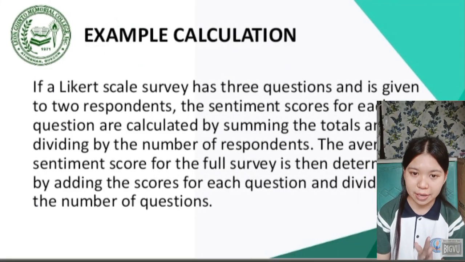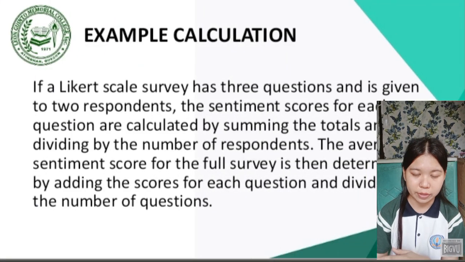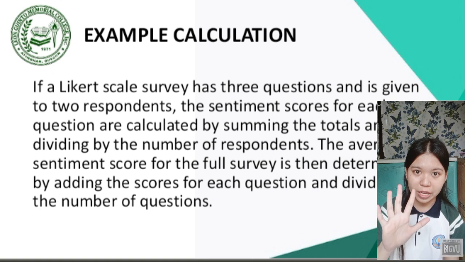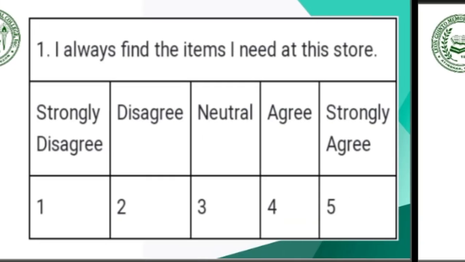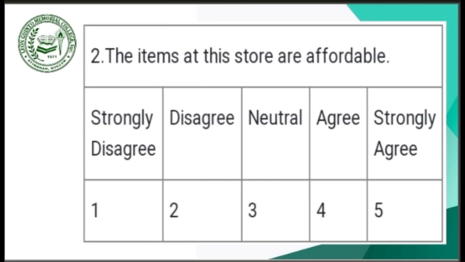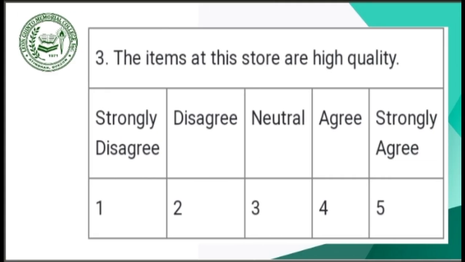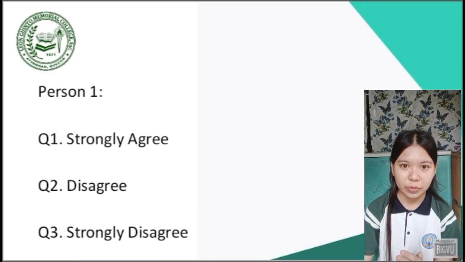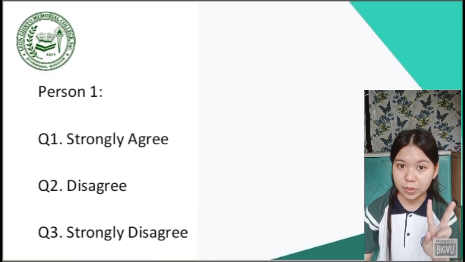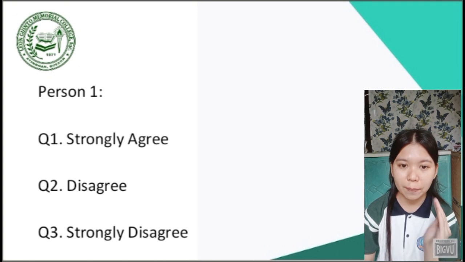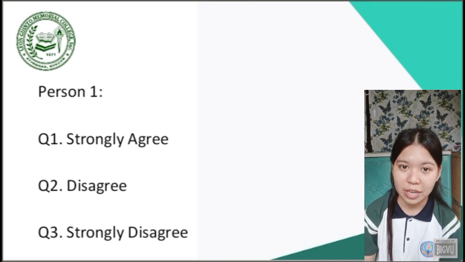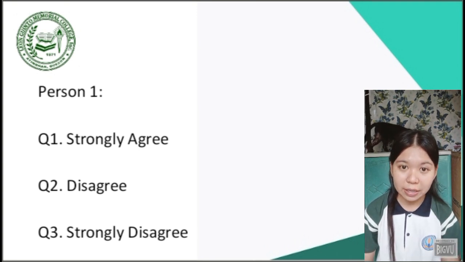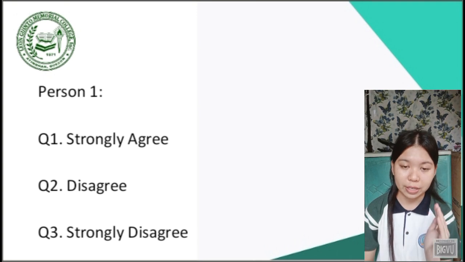Now let's have an example. Suppose we have a 5-point Likert scale survey with 3 following questions. And let's say we have responses from 2 people. Okay, so for person number 1, the answer for question number 1 is strongly agree. For question number 2, disagree. For question number 3, strongly disagree.